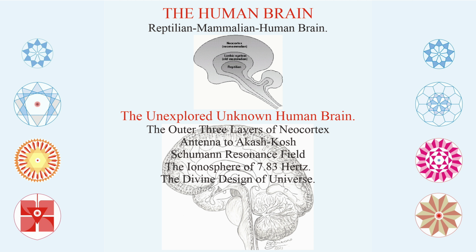But up to these three stages are well known to the scientists and mathematicians of the world. But one thing which they do not know, unfortunately, is an unexplored, unknown human brain, which I said is the outer three layers of the neocortex. Its functions are not known to the neuroscientists of the world even today. The first person who recognized the three outer layers as an antenna to Akash Kosh, the Schumann resonance field, the ionosphere of 7.83 Hz, is the divine register there.